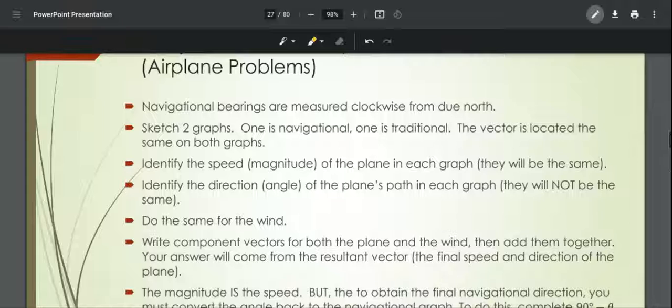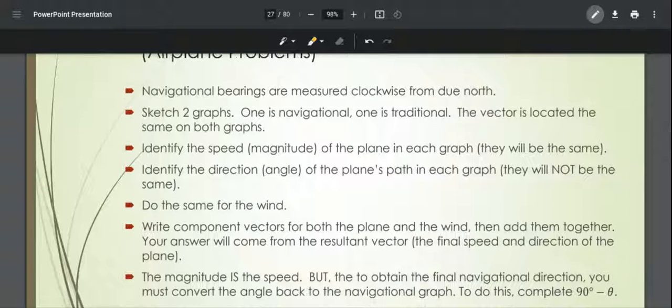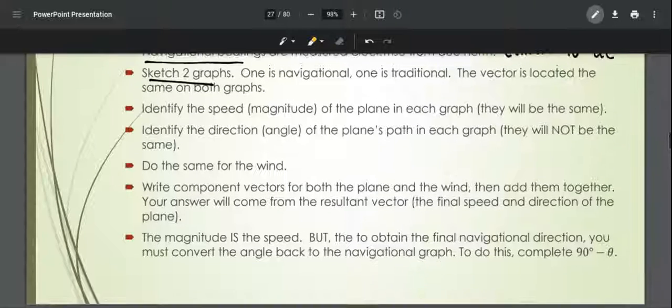All right. So what we're going to do with this is we already talked a little bit about that your navigational bearings are measured from the north. So you have to convert these to your unit circle. It says sketch 2 graphs. The idea here is that when we're sketching graphs of the vectors that they're giving us for the airplanes and the wind, we just have a visual of where those are sitting on our axis to help us figure out where that would be on the unit circle.